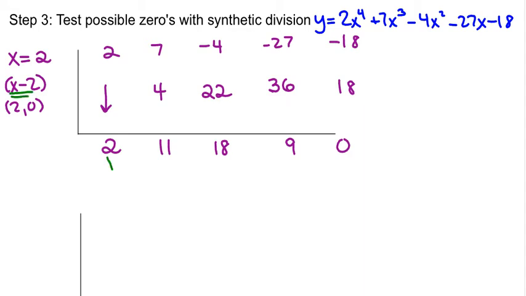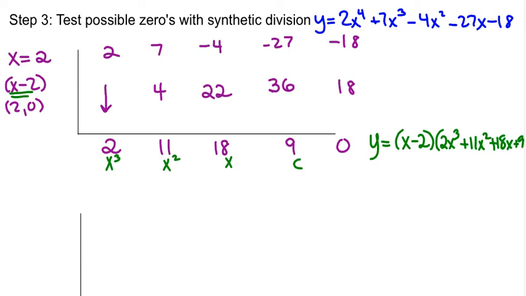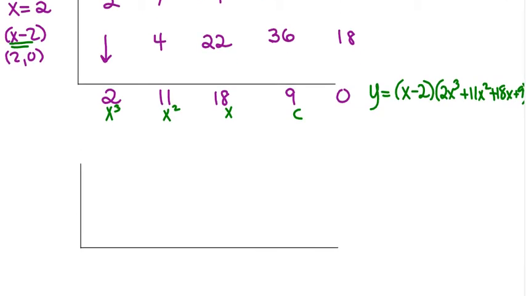My leftovers are now 2x cubed, 11x squared, 18x, and a constant. So right now, in factored form, this is x minus 2 factored out, and then I'm left with 2x cubed plus 11x squared plus 18x plus 9. Now we're going to take out another factor.